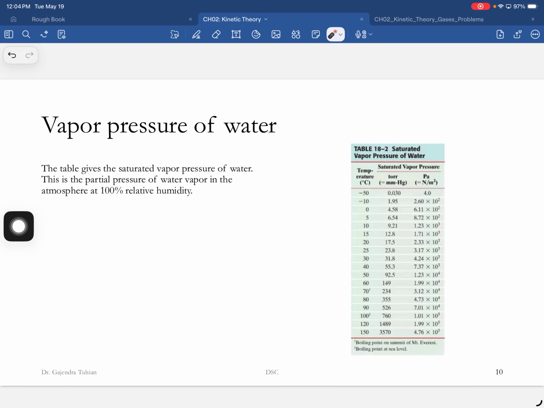Okay, so it's a very useful table. And this is the pressure at 20 degrees. The saturated vapor pressure is 2.33 times 10 to the 3. That is the saturated vapor pressure. 1 atmosphere is 10 to the power 5. So saturated vapor pressure at 100% humidity would be 2% of the atmospheric pressure. Okay? So that's what that is saying.